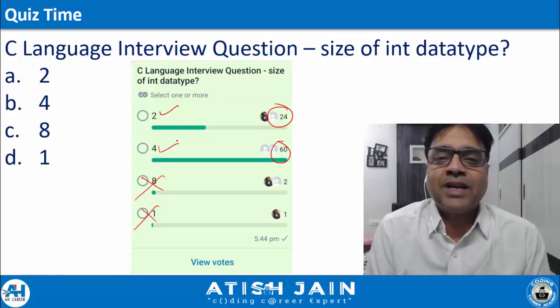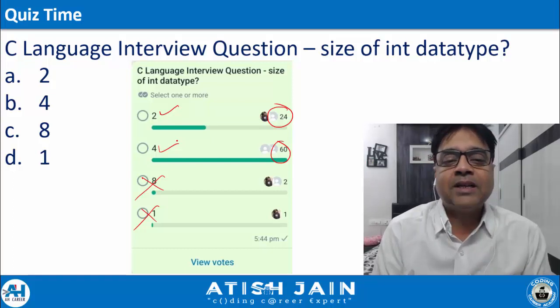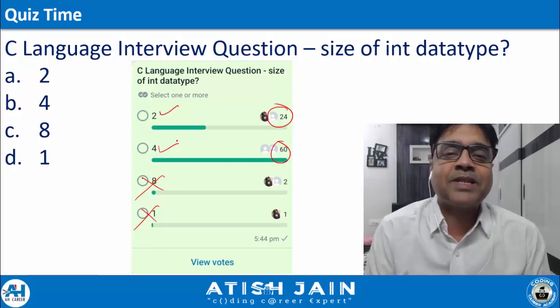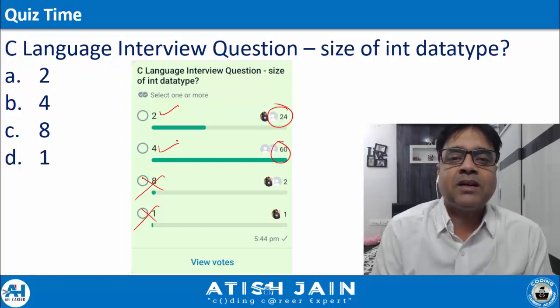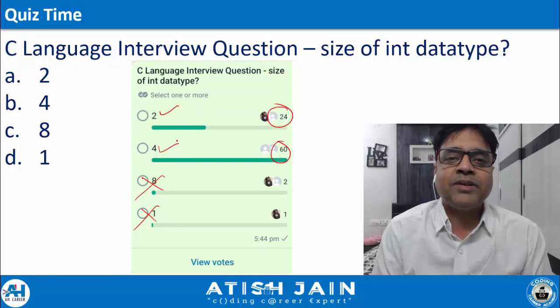And a few students gave the explanation that, sir, it is decided based upon the compiler we are using. Some compilers allocate 4 bytes for the int data type and some compilers allocate 2 bytes. So that's actually wrong. It's not based upon the compiler.